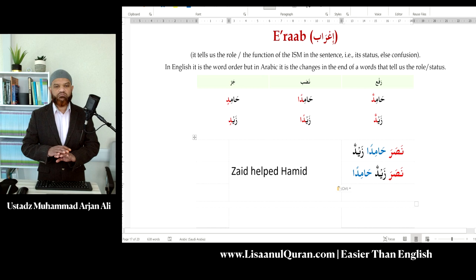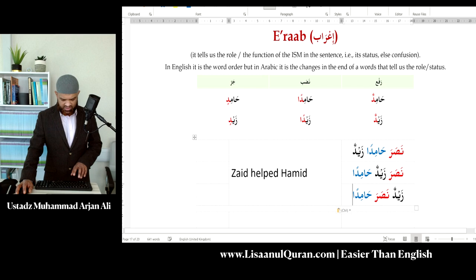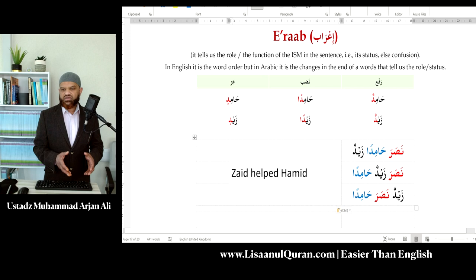Zaid helped Hamid. Let's do another version, inshallah, of the same sentence. I've got Zaidun Nasara Hamidan. I'm just copying and pasting to save time. So, inshallah, you can see here, Zaidun Nasara Hamidan, Nasara Zaidun Hamidan, Nasara Hamidan Zaidun. In all three examples, the ending on the two nouns, the isms, is exactly the same. Therefore, the translation is exactly the same. Zaid helped Hamid.